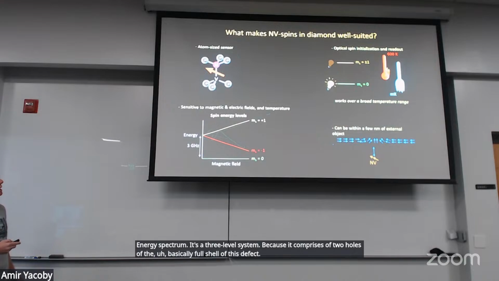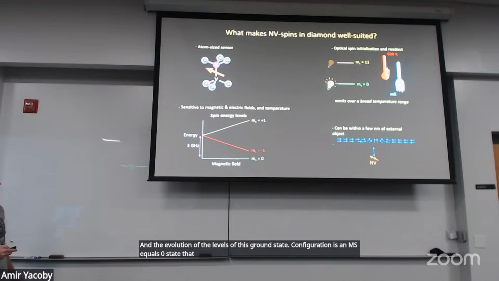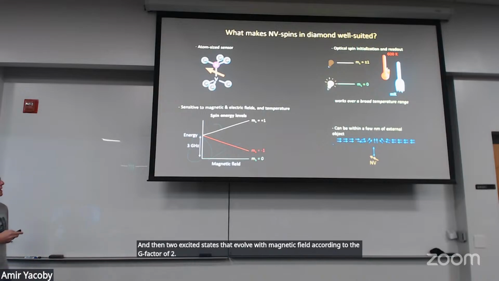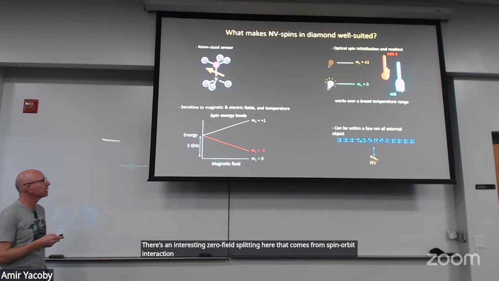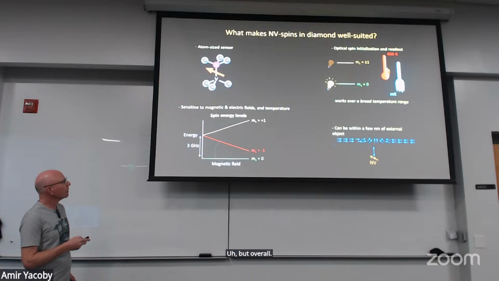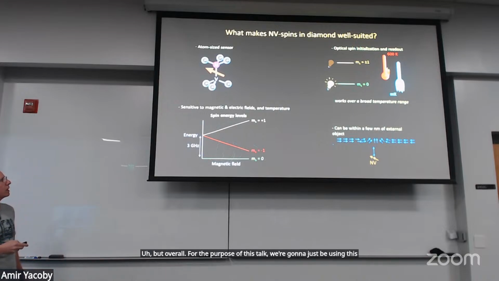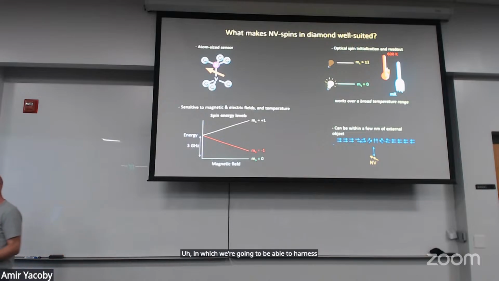The evolution of the levels of this ground state configuration is an MS equals 0 state that is magnetic field independent, and then two excited states that evolve with magnetic field according to a g factor of 2. There's an interesting zero field splitting here that comes from spin-orbit interaction inside the solid. But overall, for the purpose of this talk, we're just going to be using this NV center as a two-level system in which we're going to be able to harness its properties and its coherence to detect magnetic fields.